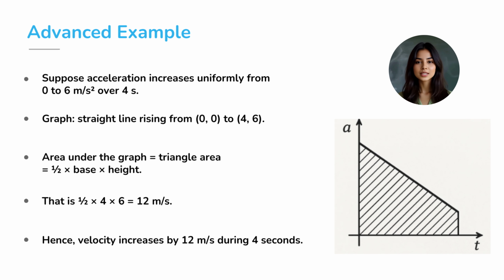Let's practice this with a slightly advanced example. Suppose acceleration increases uniformly from 0 to 6 meters per second squared over a time interval of 4 seconds. On the graph, this is a straight line rising from the origin to the point where t equals 4 and a equals 6. The area under the graph is triangular. Its base is 4 seconds and its height is 6. So dv equals half multiplied by 4 multiplied by 6. That comes out to 12 meters per second. Hence, the velocity of the object increases by 12 meters per second during these 4 seconds. Again, notice how the graph gives us velocity change just by measuring the area.